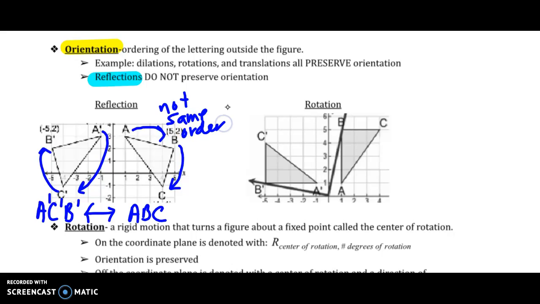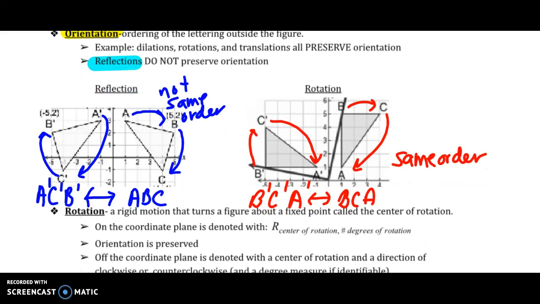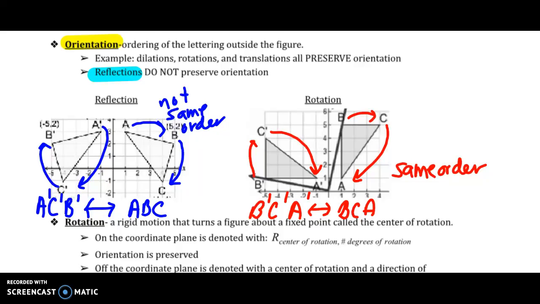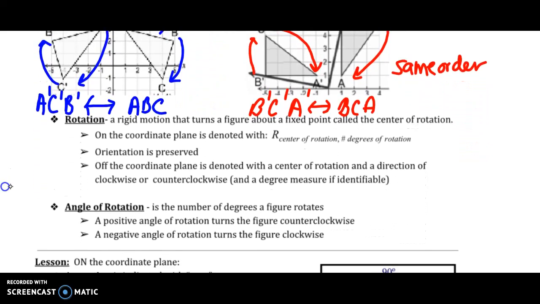All right, let's look at one that does preserve orientation. Again, if I start at B and go clockwise to C to A, so we have B, C, A. And if I again start at the same point, going in the same direction, clockwise (you can go counterclockwise too, I'm just going clockwise here): B prime, C prime, A prime. Notice that they're in the same order. So that means that orientation was preserved, or kept. That's all we mean by that. And again, the only one that does not preserve orientation is a reflection. So if you're ever trying to decide whether something was reflected or rotated, you can check the orientation.